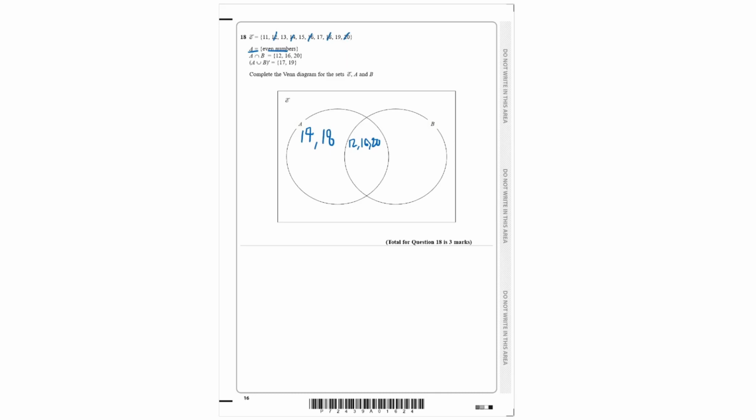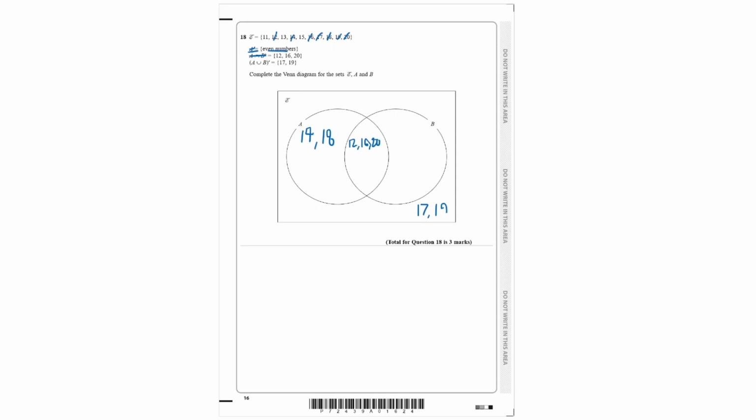Okay, now that we have this and this, we move on to A union B not is 17 and 19. Union is everything inside A and B, and not simply means everything outside A and B. So that means 17 and 19 go here. So we have 17 and 19.